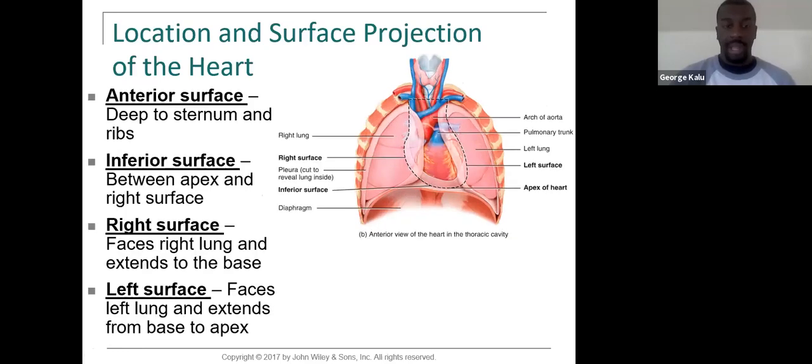To orient ourselves with the heart, there are 4 main surfaces we're going to look at. The first is the anterior surface, which is just deep to the sternum and the ribs. There's an inferior surface, which runs from the apex to the right surface. The right surface faces the right lung and extends all the way up to the base. The left surface extends from the base all the way down to the apex and faces the left lung.